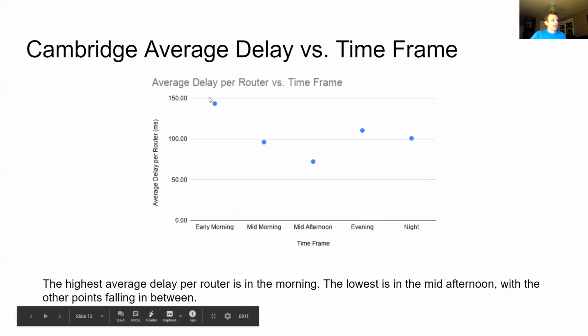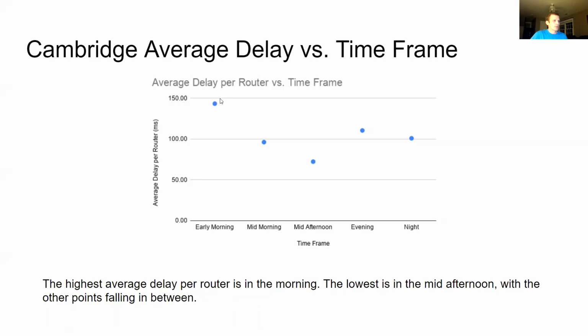And then we look at average delay per router versus time frame. This is where we take the average delay per router for each time frame, and we compare them. We see that morning again has the highest average delay per router, and mid-afternoon again has the lowest average delay per router, with these three falling in the middle. This is obviously significant, and we'll see those compared momentarily.